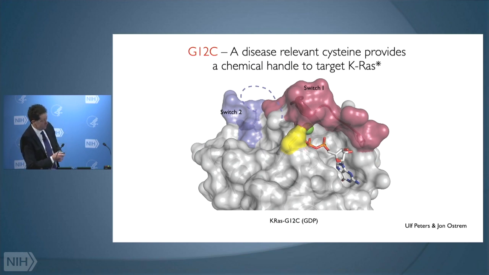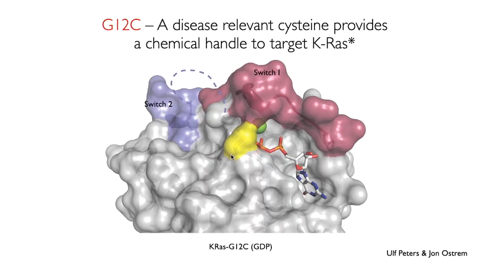So we solved the APO structure, and we see the cysteine right here at the 12 position with GDP bound. Here are the two switch regions. One of the switches, switch 2, has a disordered element that was not visible in the GDP structure. And then we needed an approach to identify a starting drug.